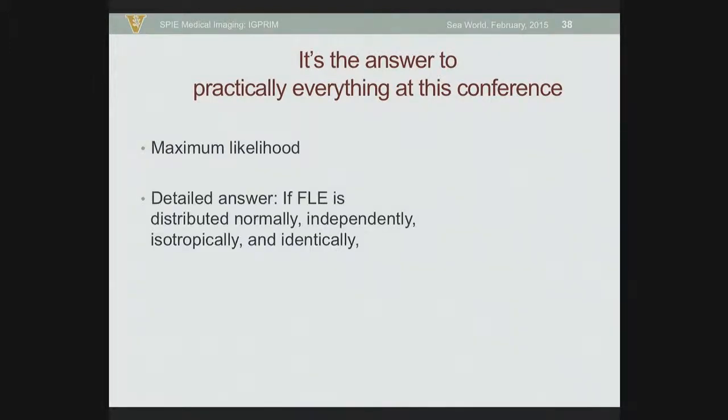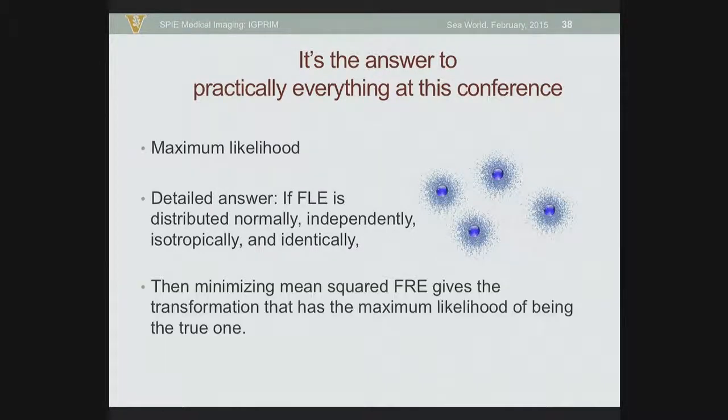So anyway, the detailed answer is FLE is distributed normally, independently. If each fiducial's error cloud is spherical and they're all the same size, then minimizing the mean squared FRE gives the transformation that has the maximum likelihood of being the true one. That's what it means. So that's why we do it. But when you do that, error always happens.